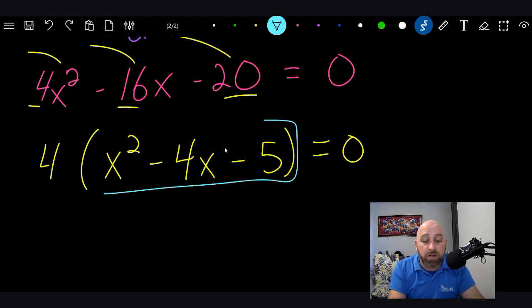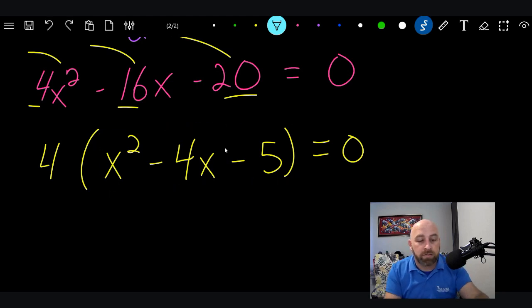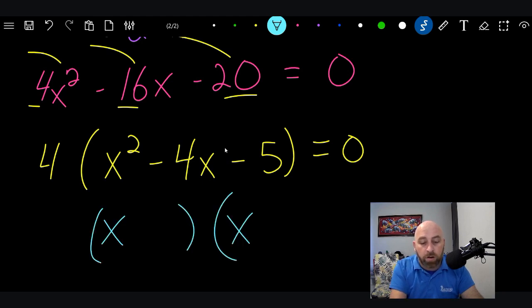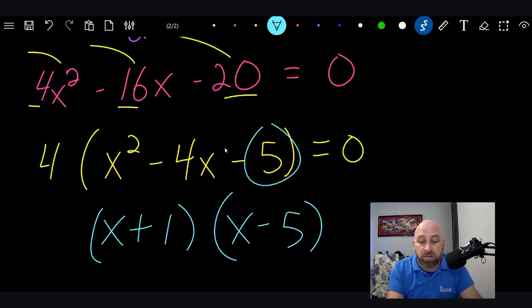What do we need to do here? We need to factor this. Okay, how do we factor that? Well, we factor it into x and x. What are our signs going to be? We're going to get a plus and a minus. Our minus is going to be bigger because that's minus. And we're going to get a 5 and a 1 because 5 only has one factor, 5 in itself. And you do the outers, and you get that negative 4x.